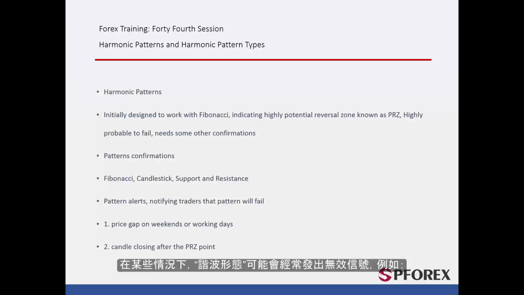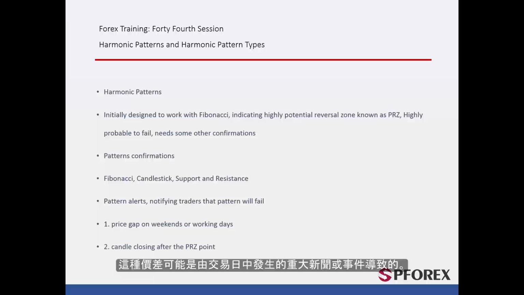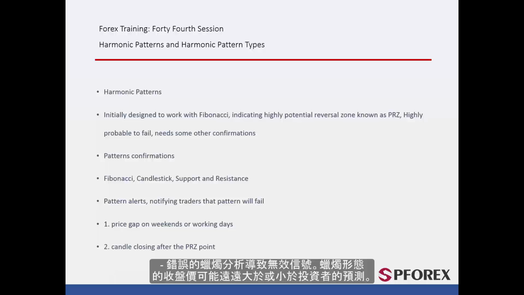Harmonic patterns may frequently produce invalid signals under some conditions, such as invalid signal owing to price gap arisen during market close time from Fridays to Mondays. Price gap may develop as a result of a key news or an event during working days. Invalid signal due to inaccurate candlestick analysis. A candle may close far over or below a trader's speculations.